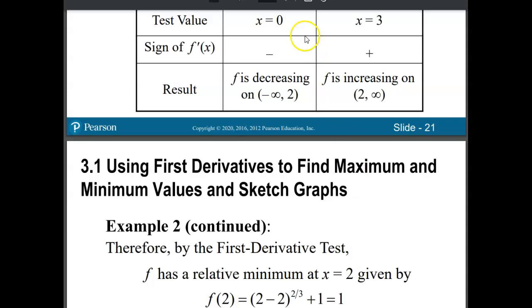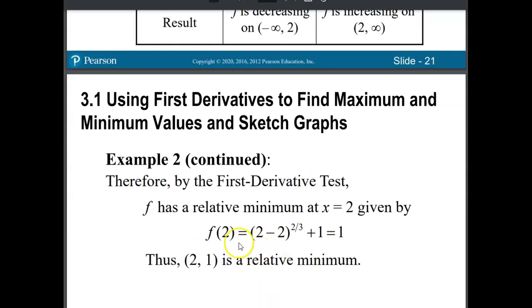All right, so the only critical point was 2, that was in the middle right here. So this was decreasing, moving down, and then increasing, moving up. So that would have to be a min. It has a relative min at 2, and to find the ordered pair, you plug it back into the original function f. f of 2 simplifies to 1. So the ordered pair (2, 1) is a relative min.